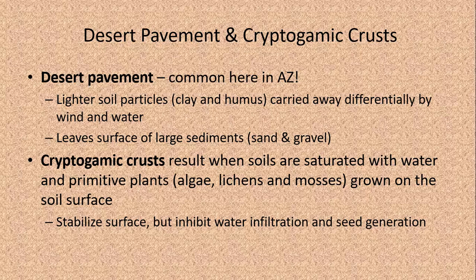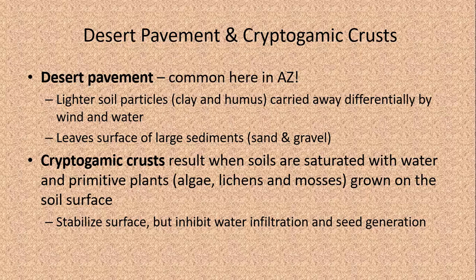Desert pavement is something that forms when wind and water, especially wind in the desert, picks up the lighter soil particles, so clay and humus, and carries those particles away, but not the larger particles. What happens is the sand and gravel settle in and form this crust on the soil, almost like a pavement surface.